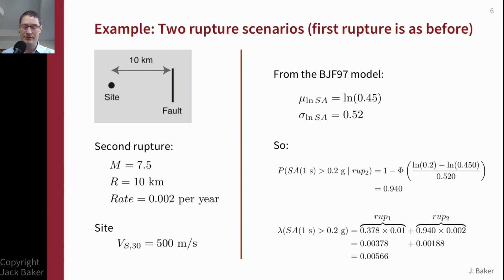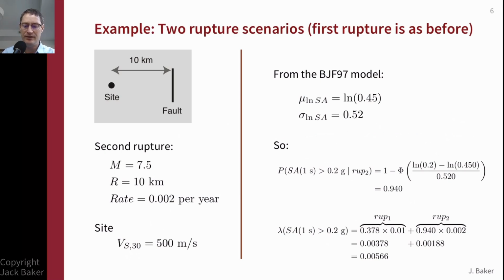All right, and the site will be the same, of course. The site is the site. We're just adding in another rupture scenario that might occur nearby. Okay, and both of those ruptures occur on the same fault, so the distance will stay at 10 kilometers. All right, so I'll give you a couple of the pieces here. We won't have to handwrite this all in.